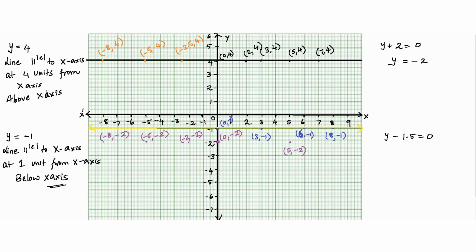So if you think about it, the set of all points whose y coordinate is -2 is again a line parallel to the x-axis. So the line is parallel to the x-axis. Of course, it is below the x-axis, and it is at a distance of 2 units from the x-axis.